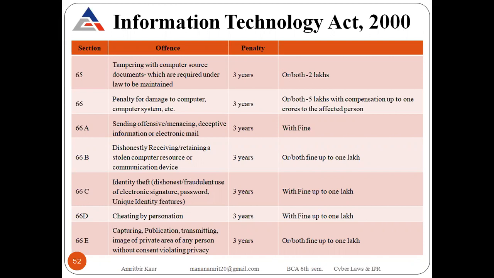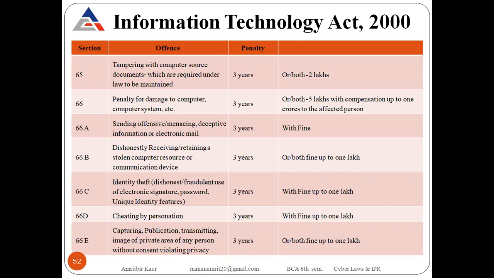Section number 66B, dishonestly receiving a stolen computer resource or communication device. For example, any information is stolen by any person, but you also use that information, you also receive that information, then the penalty can be 3-year imprisonment or fine up to 1 lakh. There can be one thing, fine or imprisonment, or it can also be both: 3-year imprisonment and up to 1 lakh fine.